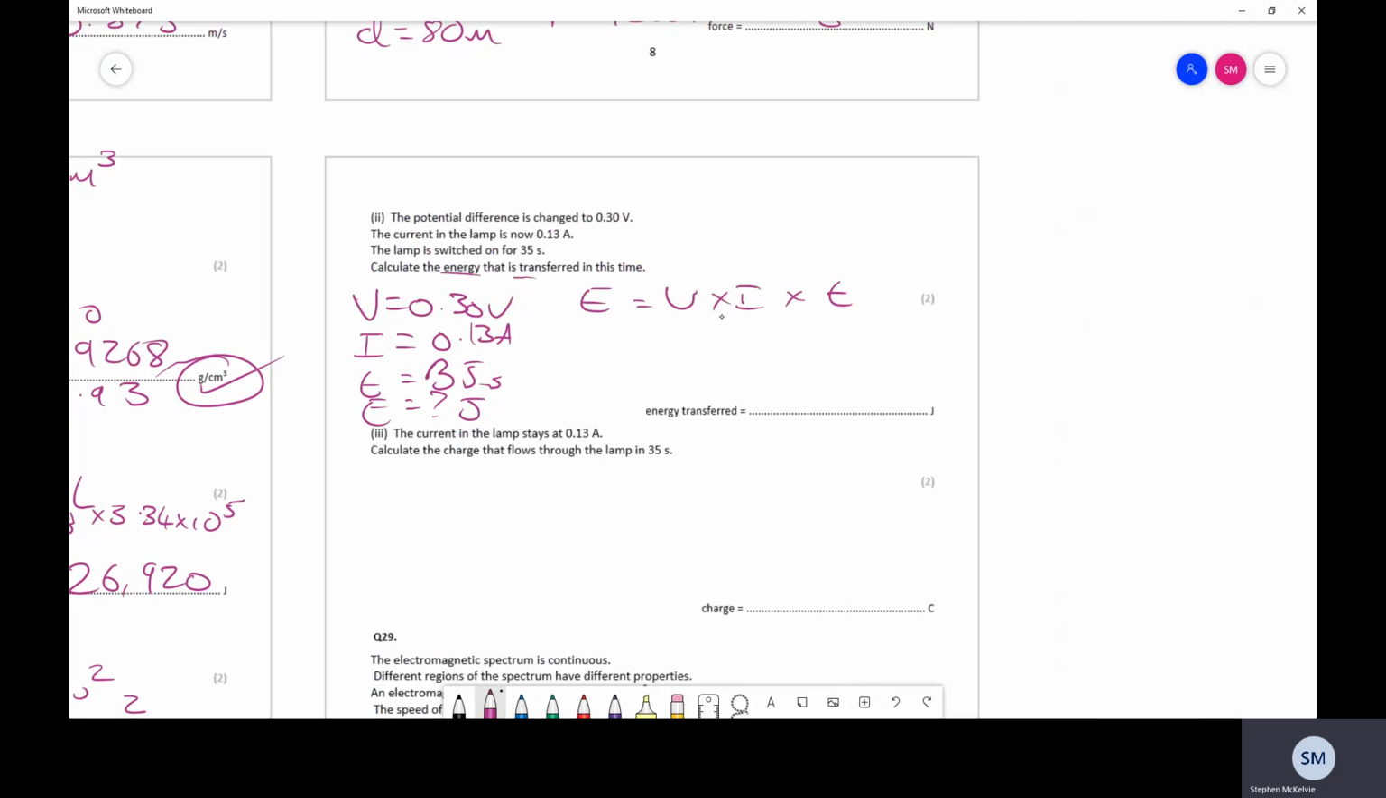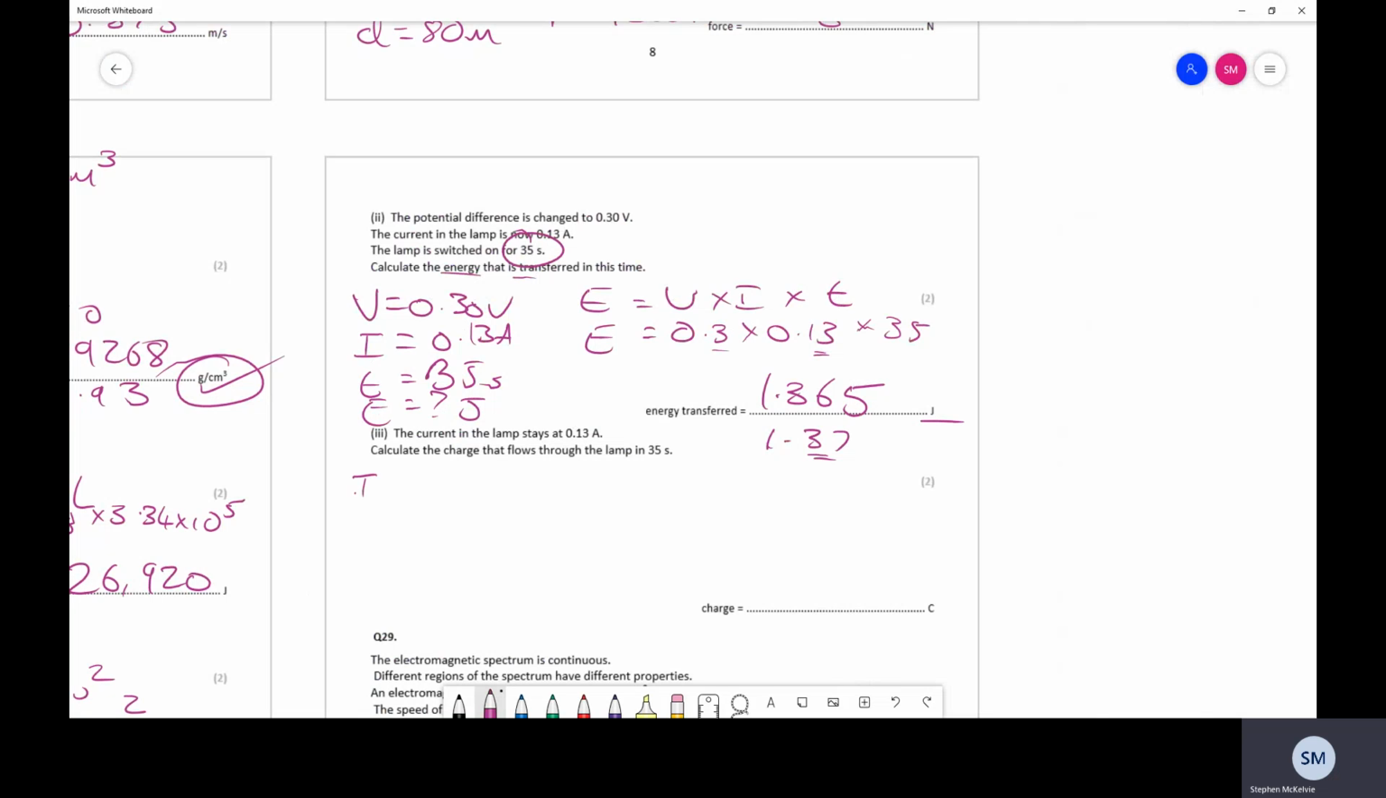It's looking for energy transferred. I don't have to do anything funny. There's no prefixes there. So I can just do my 0.3 times 0.13 times 35. Sometimes I'll give this in minutes and you've got to change over to seconds, but they're not doing that to us right now because they're decent human beings. 1.365. And I'm going to put that down to 1.37 because I've got 2 decimal points there, 1 decimal point there, so I'll give it back in 2 decimal points.